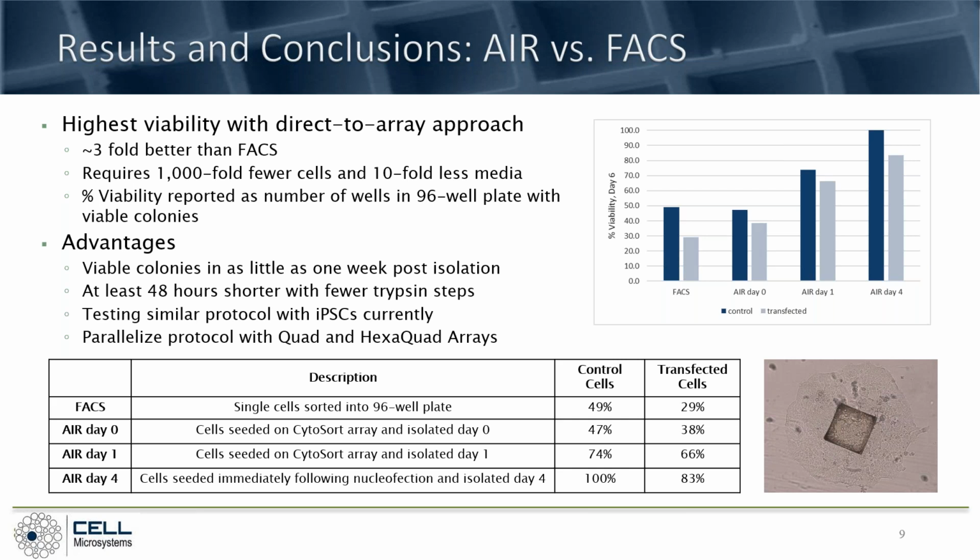And so by isolating just one 96-well plate, we can expect to get a couple dozen viable clonal colonies compared to FACS, where we might need to sort 3 or 4 96-well plates to get comparable results. So our main advantages here, we have viable colonies in as little as 1 week post-isolation. All of the workflows using the CellRaft technology that we've shown are at least 48 hours shorter and with fewer trypsin steps. We're also testing similar protocols with iPSCs.